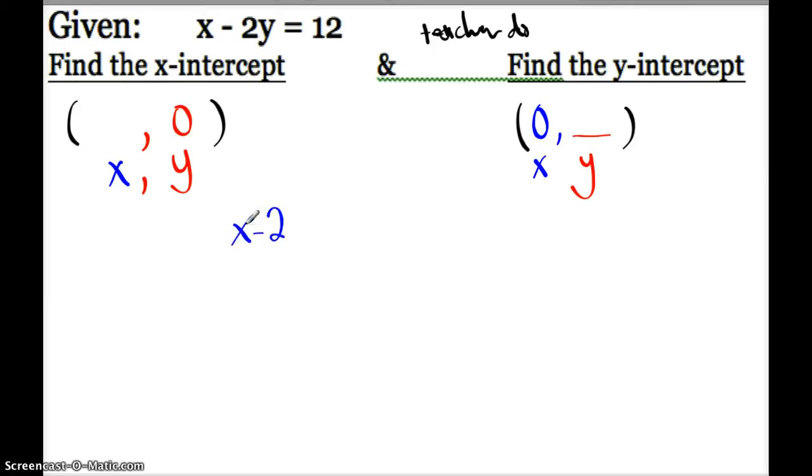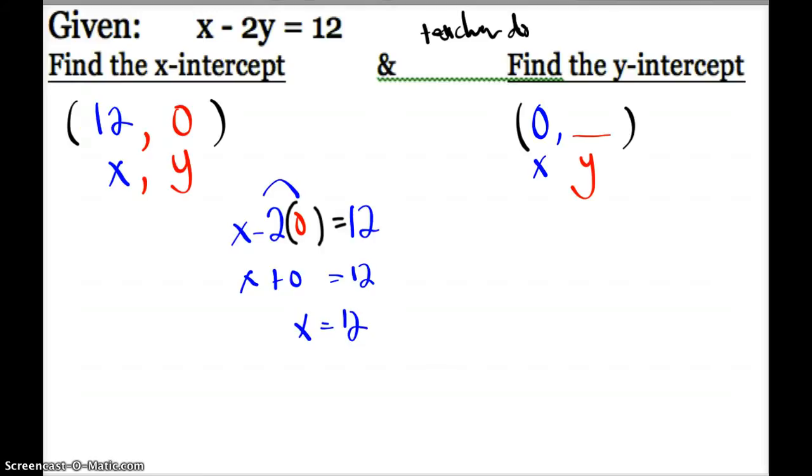X minus 2, our y value is 0, equals 12. We should do this in red. Y value is 0, and then we'll solve. X, distribute, plus 0 equals 12, x equals 12.